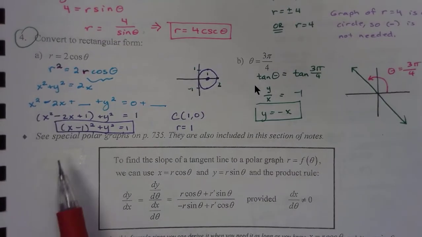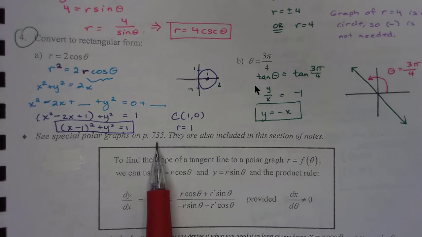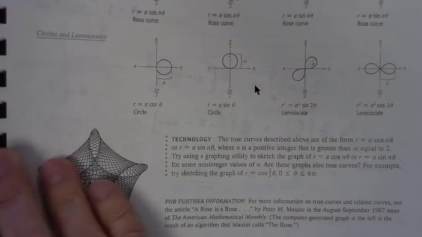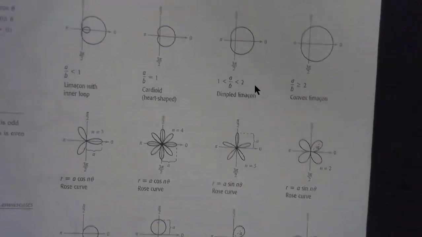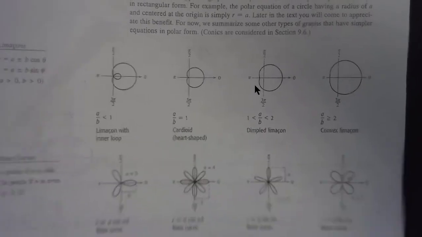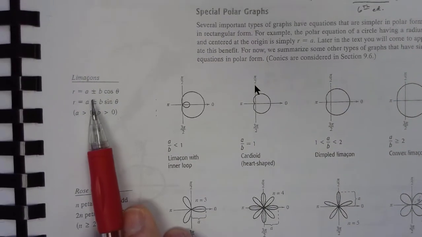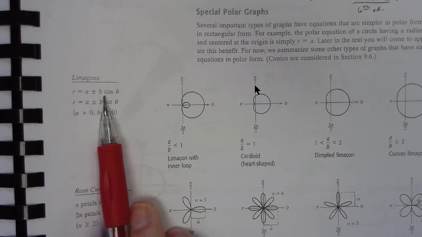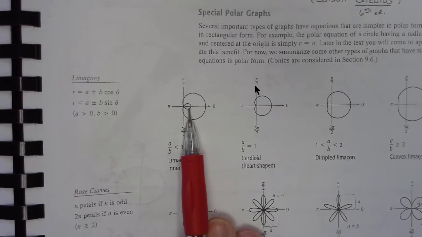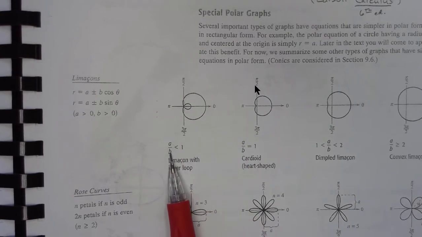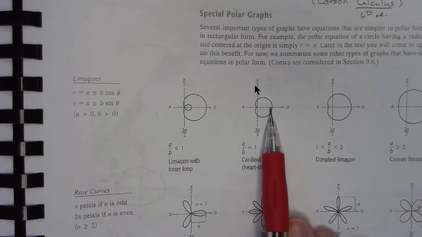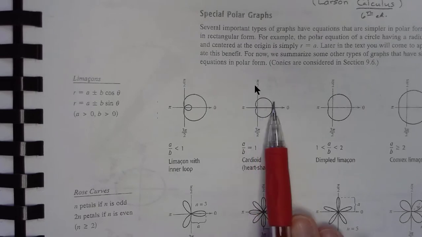So in our textbook, there are special polar graphs on page 735. They are also included in this section of notes a couple of pages back on page 143. Okay, you should know these graphs. You should recognize that when you have an equation of this form, a plus or minus b cosine theta, it will reflect across the x-axis and there will be an inner loop because a over b will be less than 1. When a over b equals 1, you will have a dimple, really actually more of a puncture, right?